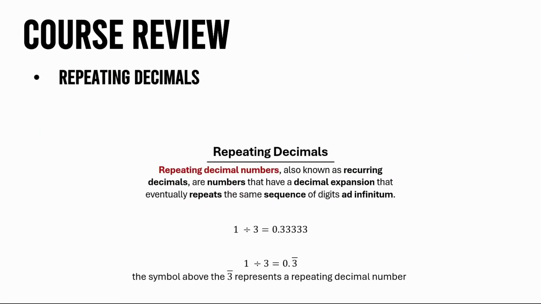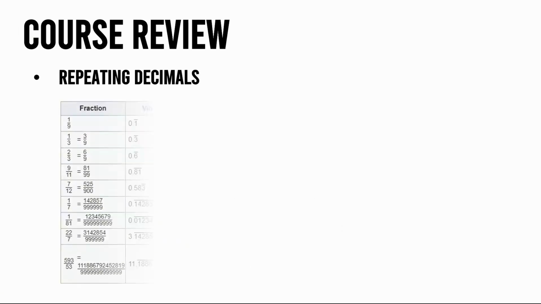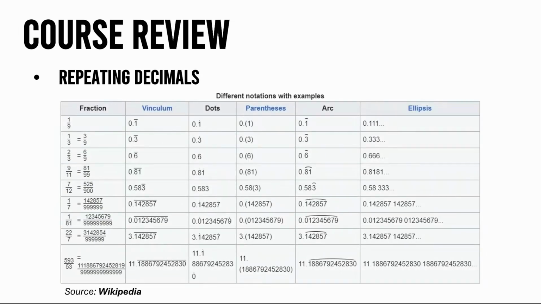Repeating decimals. Repeating decimals are numbers whose decimal part repeats indefinitely. Notation for repeating decimals varies by country. The notation we use here is the vinculum, a bar placed over the repeating digits.